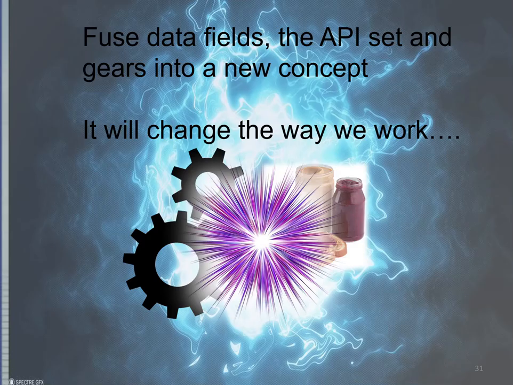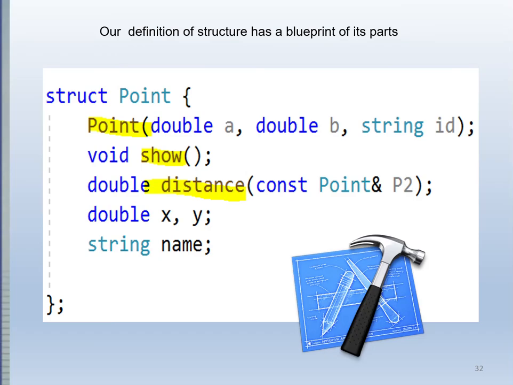Wouldn't it be great if we could fuse this all together? And yes, we can. We can make our blueprint the constructor, the show. Notice show no longer has a point in here, because when I say show, I mean show me. That is, show what my position is. If I'm a point, show my position. If I'm a point, I'll tell you the distance to the other guy. So I don't need P1 here. I am P1, X and Y. I know my own name and my own position. Nothing is built here. It is a blueprint.